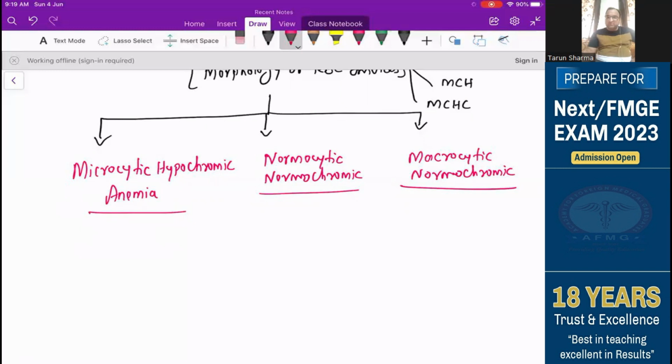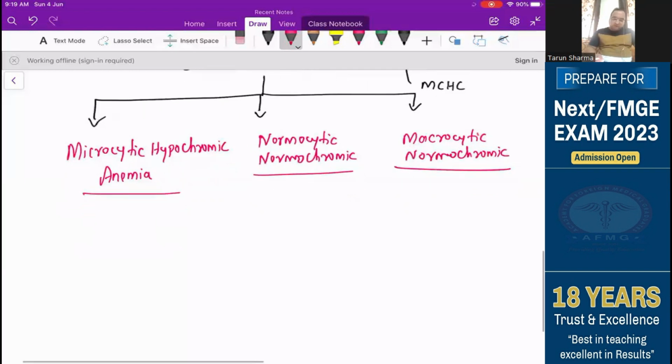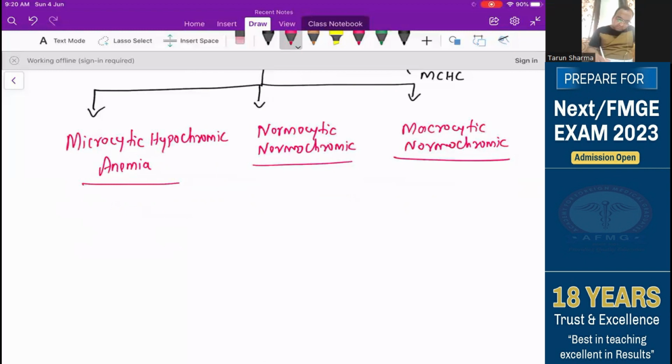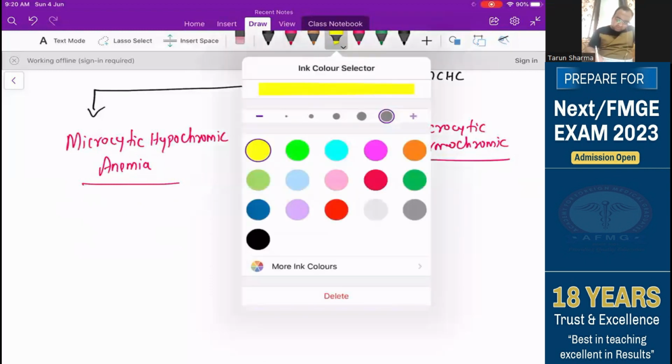We all know the color of RBC is red. So when the color of RBC is less red, or the central pallor of the RBC is increased, that is called hypochromia. So how a normal RBC looks like, that we must know. I'll tell you.